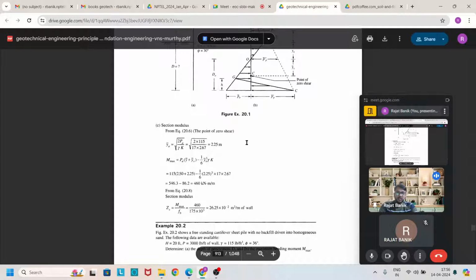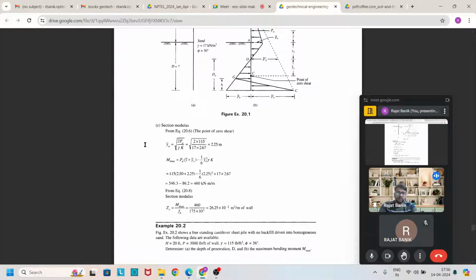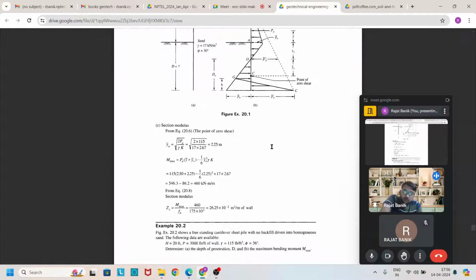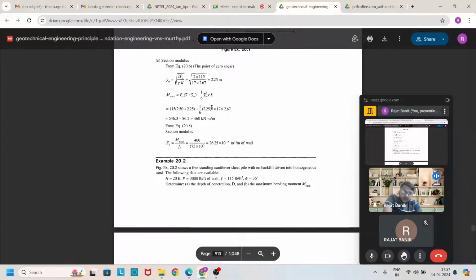Now here we find out the section modulus. For this we use this formula: y naught bar is equal to root over 2 Pa divided by gamma k. After that, you will find the maximum moment. It is Pa into (y bar plus y naught) minus half into 1 by 6 gamma k y naught bar cube, and after that find out the section modulus.